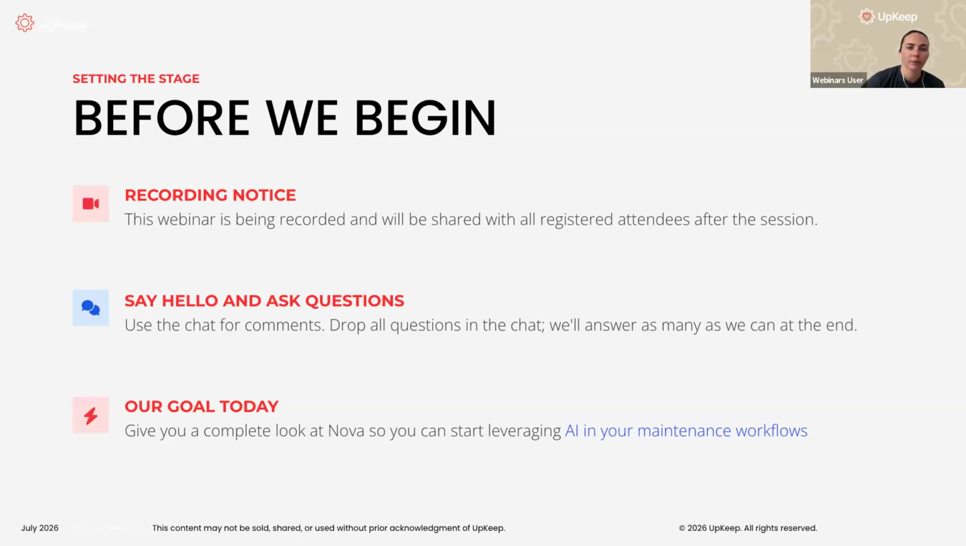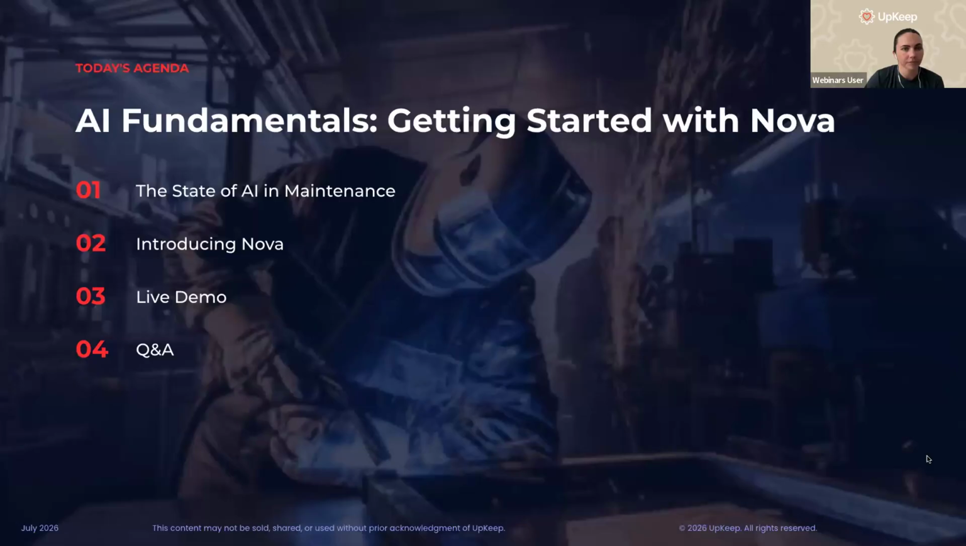And our goal today is really practical. We want to give you a real complete look at Nova so you walk away knowing exactly how you can start using it in your day-to-day workflows. Here's what we have planned. I'll talk through where AI stands in maintenance today. I'll introduce Nova and a new feature called Nova Apps, and then I'm going to hand it over to Spencer for a live demo, and we'll wrap with that Q&A.